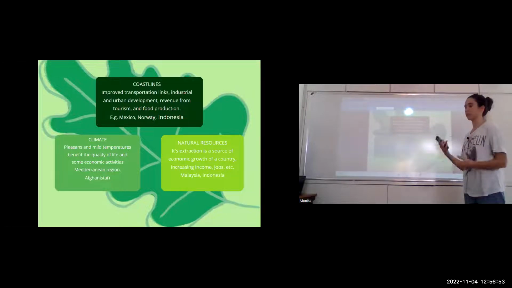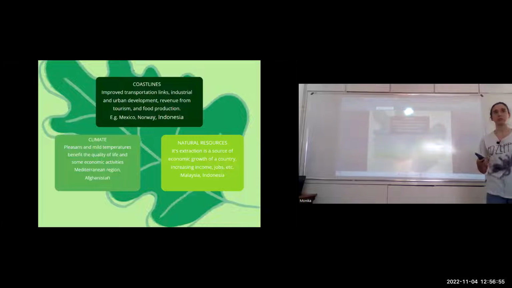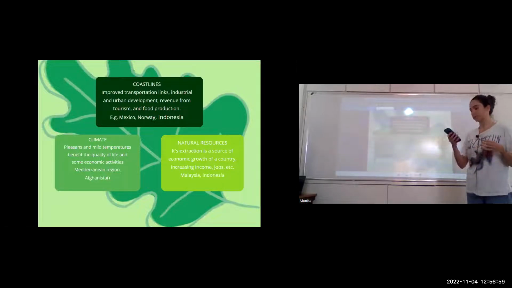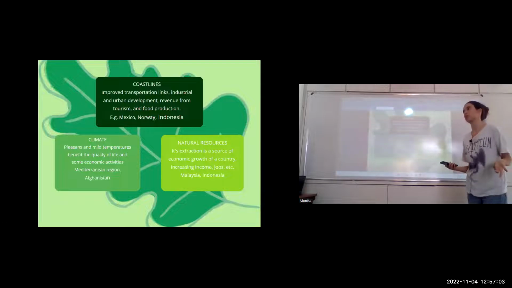Then climate, pleasant and mild temperatures benefit the quality of life of the people living in the region, as well as the economic activities. For example, the Mediterranean region, with very warm weather and stable weather, supports a dense population as well as huge agricultural activity.